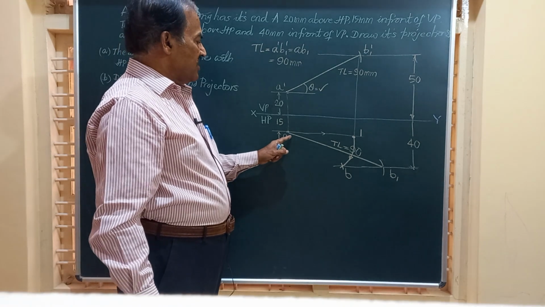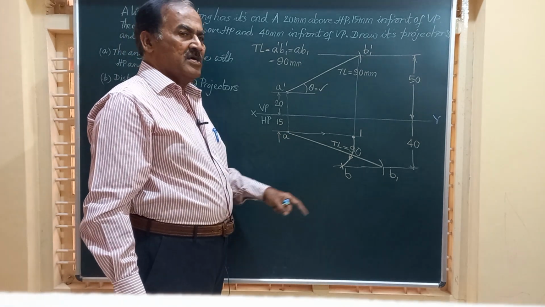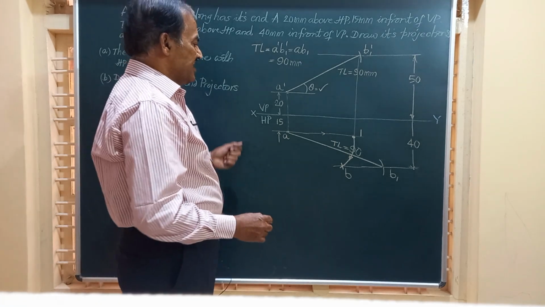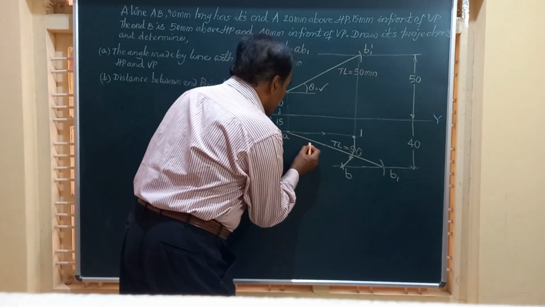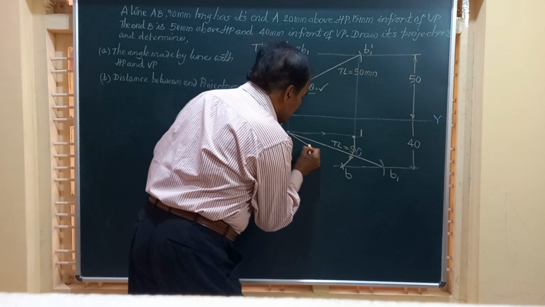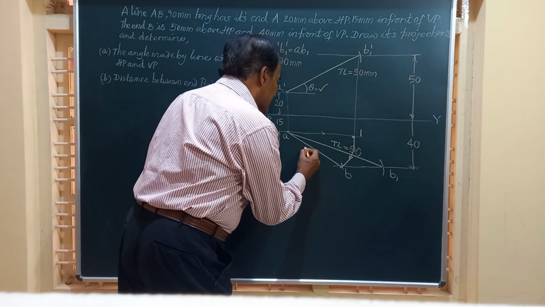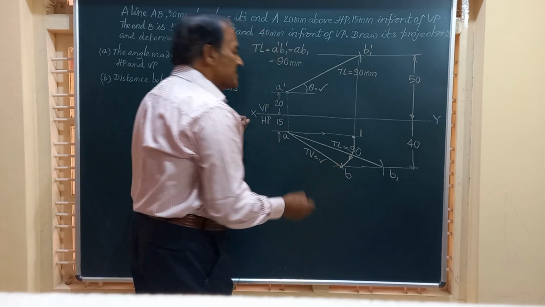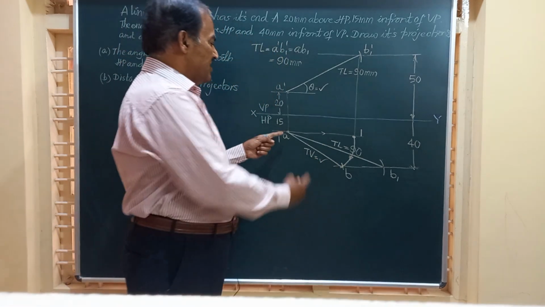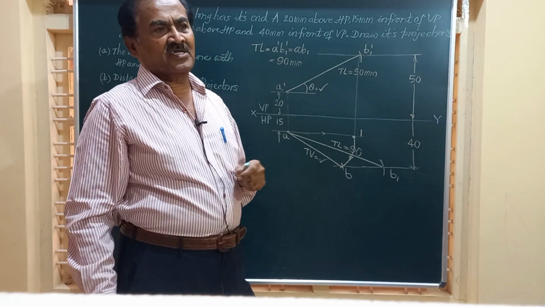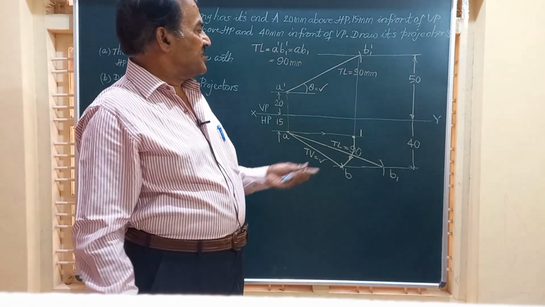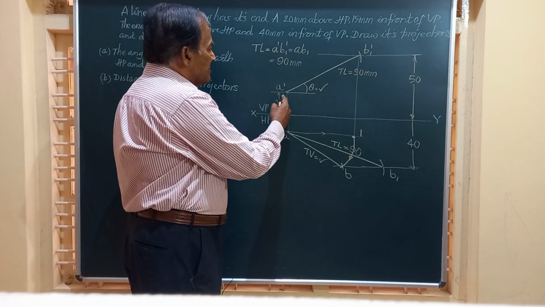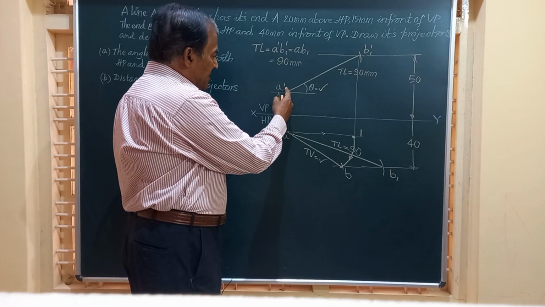Friends, we have got end A, we have got end B, and small ab represents the top view of the line. So I will just join this A and B and get the top view. If they ask you to find out what is the length of that, that can be done by keeping a scale and measuring that.